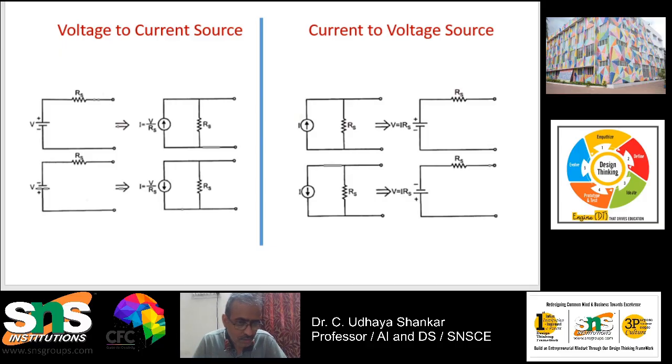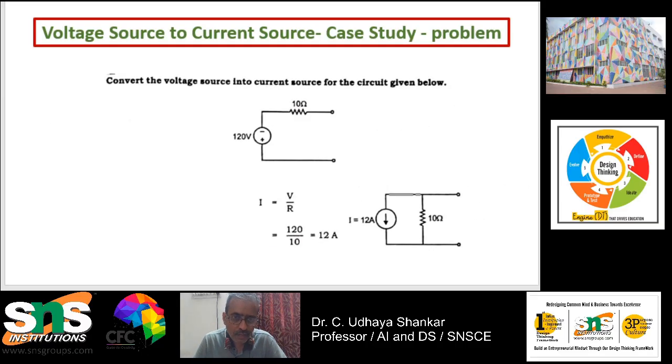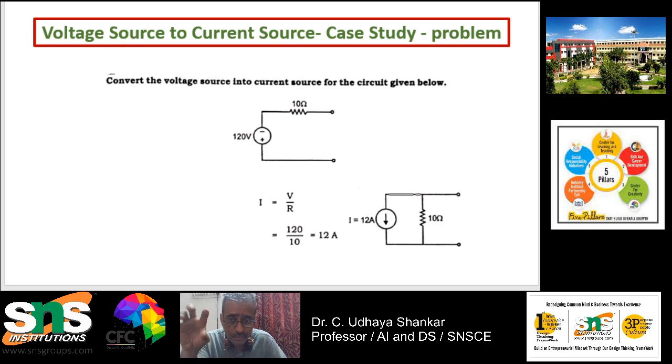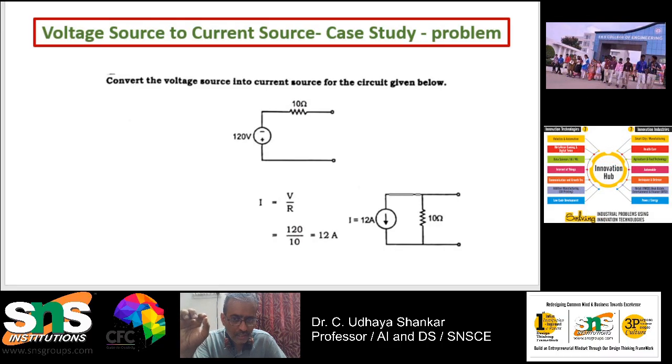Okay, so this gives you a basic idea. In this video, we will be discussing only the voltage source to current source conversion, and in the next class, how to convert the current source to a voltage source. Here is the case study problem which I have taken. You can see that a 120 volt voltage source has been connected in series with a 10 ohm resistance. Here I have given the diagram.